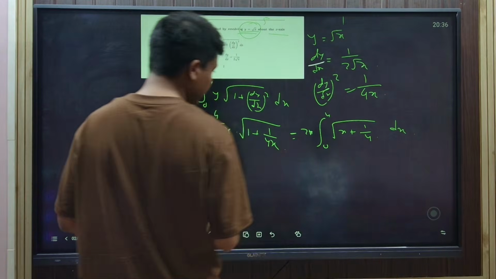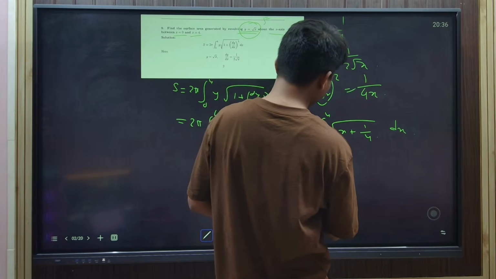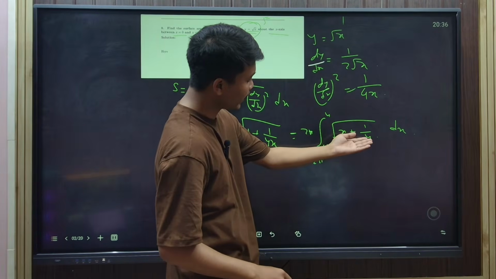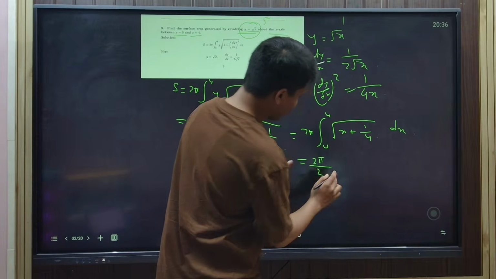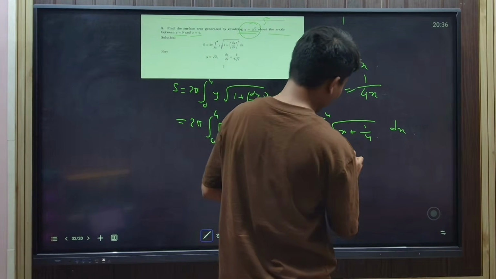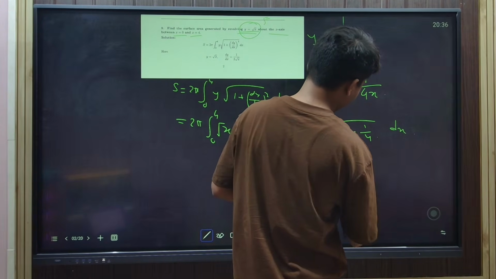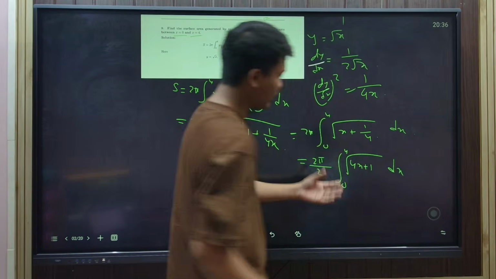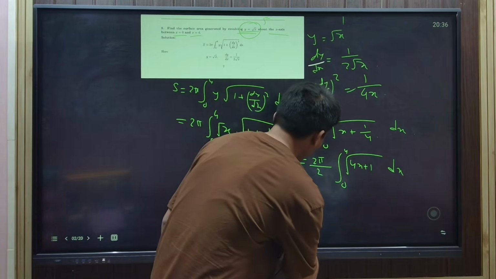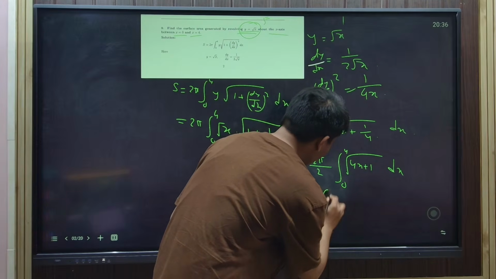So now this integral, so this is exactly 2 pi. I will take the 4 outside, taking the LCM, and when the 4 comes outside it becomes 2, on integral 0 to 4, this 4x plus 1 will remain under square root. Now you have to find the integral of this part only. So this is exactly equal to 2 pi divided by 2, that means pi integral 0 to 4.